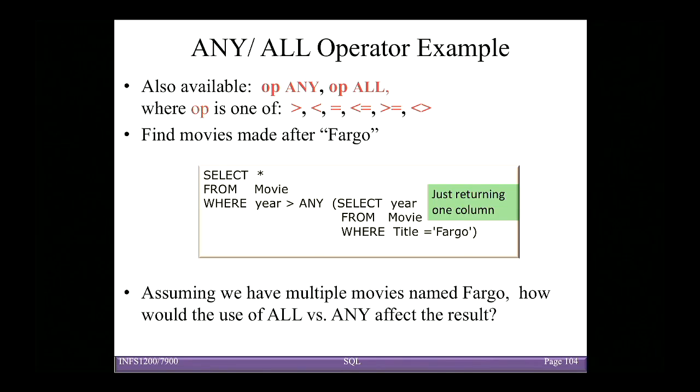What happens if the inner query selects something different than the title? This and this need to be compatible, because you want this to be of the same type as that. Just like how we had union compatible, where you could only union things that were of the same type, the domains of those need to be the same for this to make sense.